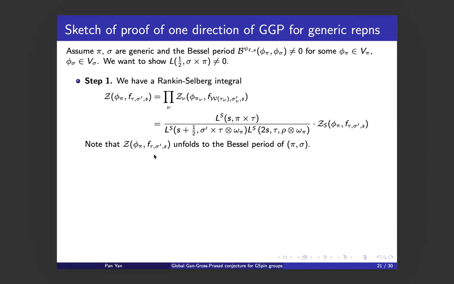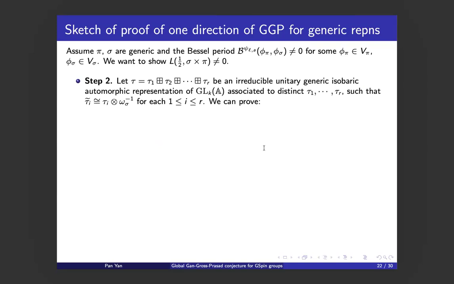Notice that the global zeta integral, if we take sigma in the Eisenstein series, will unfold to the Bessel period of pi and sigma prime. So to get the Bessel period, we just take sigma prime in the Eisenstein series. So we have this global integral. It is factorizable, and we get an integral representation. This is step 1.